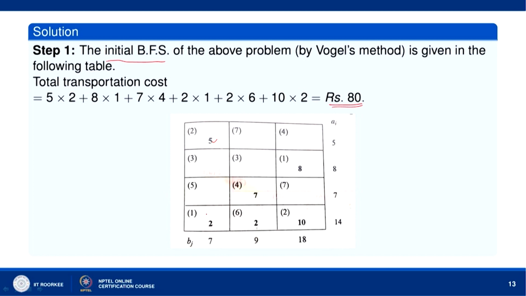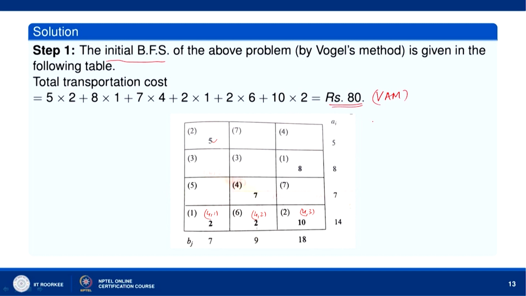So, this is the 4 1 cell, this is the 4 2 cell, this is the 4 3 cell. So, cells 4 1, 4 2, 4 3 have been given 2, 2 and 10 units out of 14. This allocation we have made by the BAM method.